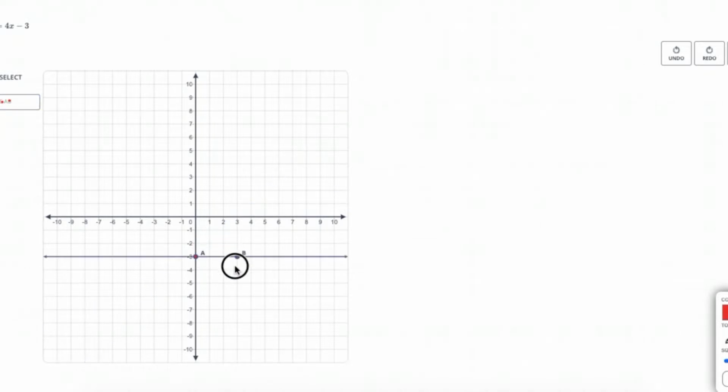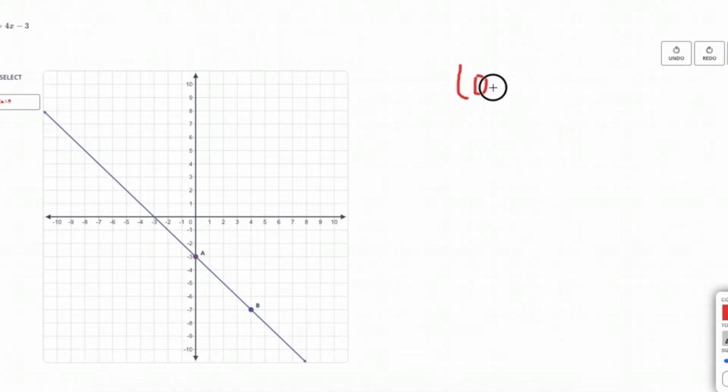Now notice this second point, I can move it around. So I don't know where it's going yet, right? It's just going to drop it there for me, but I'm still looking for that second point. So far what I've done is I plotted a point at 0, -3 because the y-intercept was -3.